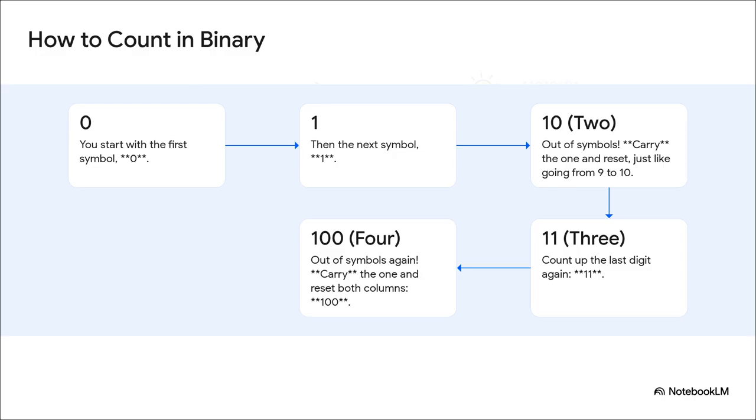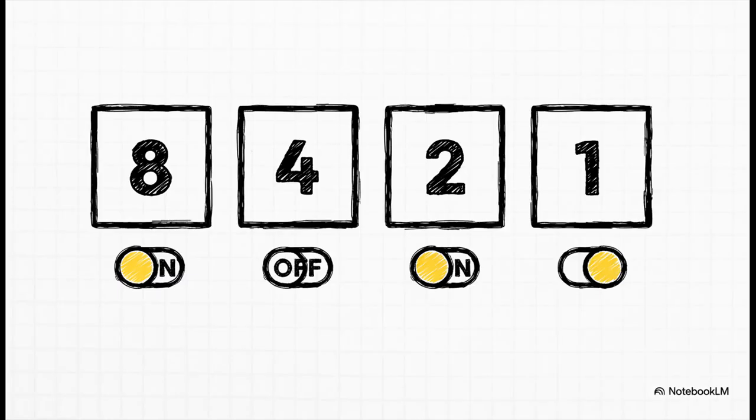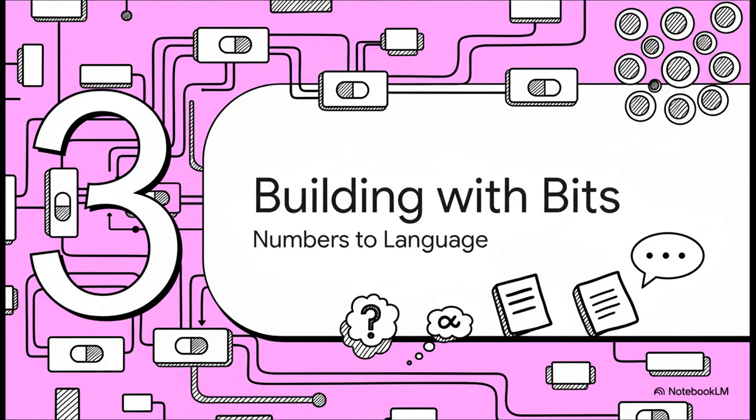You know how in our everyday numbers we have the ones place, the tens place, the hundreds place, and so on? Well, binary does the exact same thing. But instead of being based on powers of 10, it's all based on powers of 2. So you have the ones place, then the twos place, the fours place, the eights place, and on and on. By just turning these different switches on or off in a sequence, you can build literally any number you can think of. Okay, so computers can count using nothing but on-off switches.